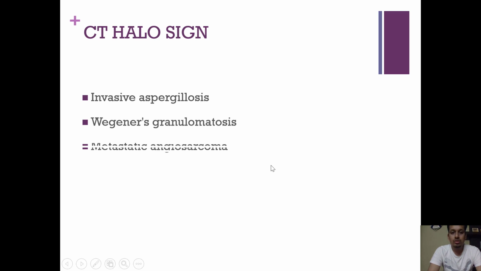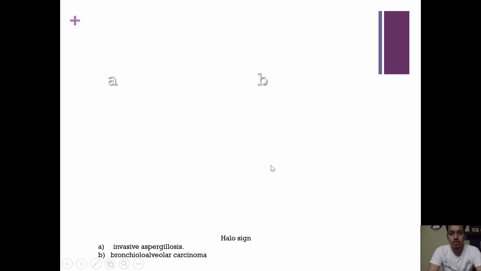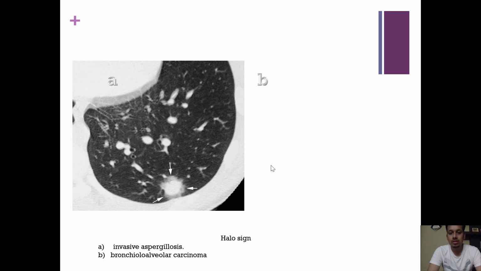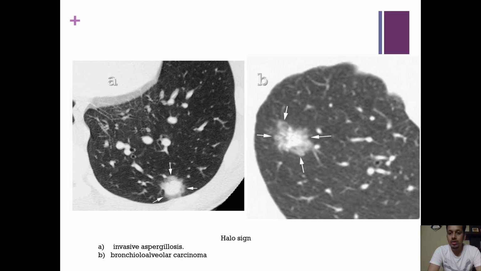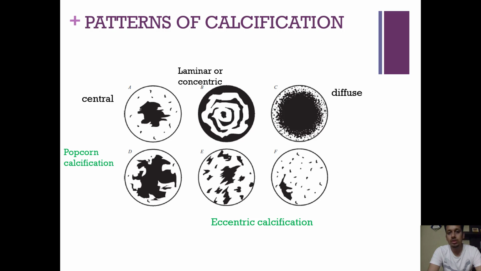So we talked about the differential diagnosis of CT halo sign. This is another example of a halo sign. You can see a center and ground glass opacities over the periphery.